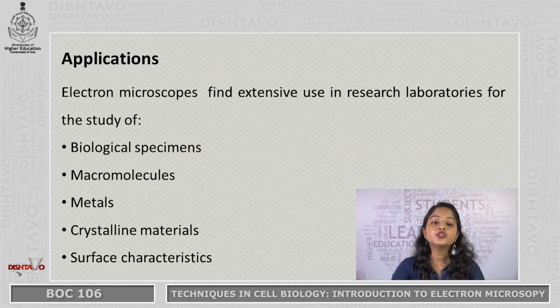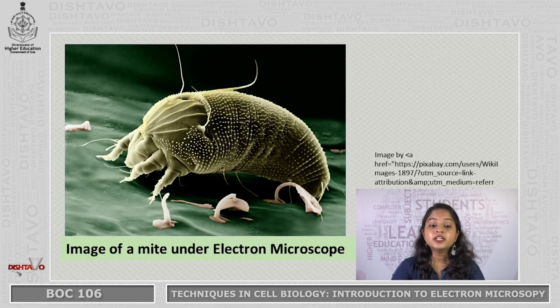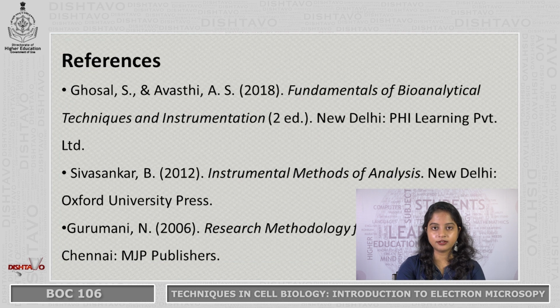The applications of electron microscope: it is used in the study of biological specimens, in the study of macromolecules, metals, crystalline materials, surface characteristics of metals, organisms, and also in the inspection, quality assurance and failure analysis of semiconductor devices. This is an image of a mite under electron microscopy. These are the references.